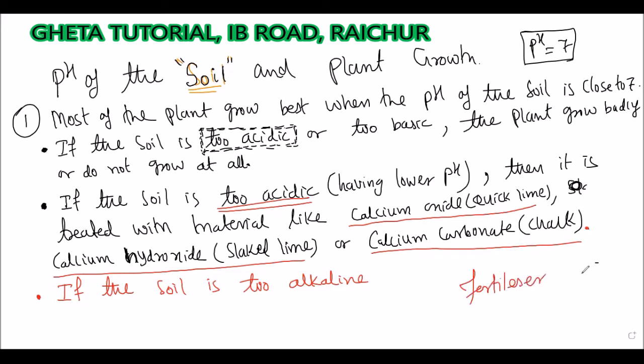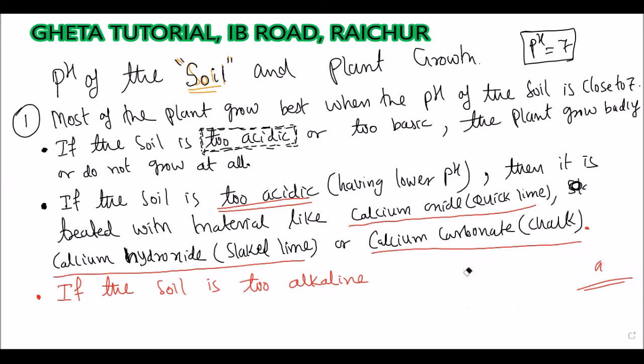You have already heard about this. The farmer always uses fertilizers. When will they use the fertilizers? When the soil is too alkaline. We have to treat the soil by using fertilizer or manure when the soil is too alkaline. So these are the acidic products which neutralize the base.